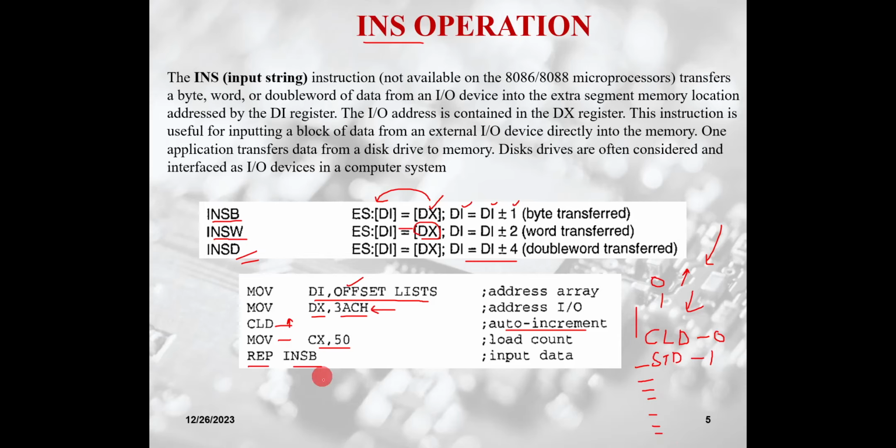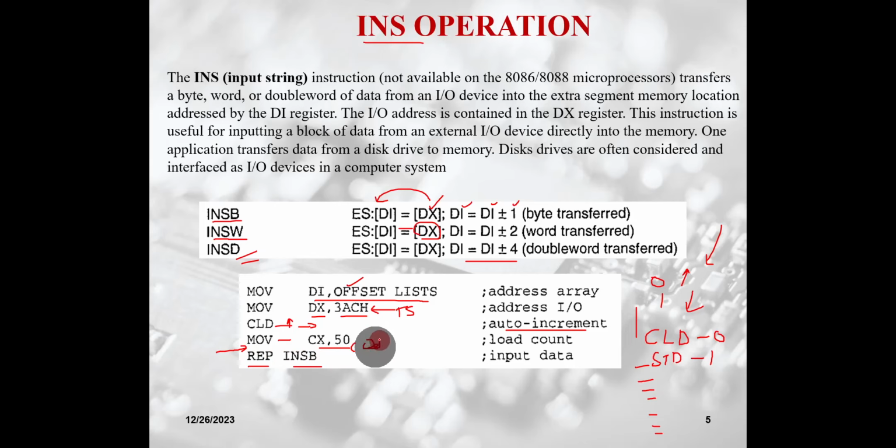So in 50 locations the data will be fetched from DX and put into those 50 locations. Now you might be thinking, what could be the use? Suppose I want to monitor the temperature of a room, so I have put a temperature probe, and I want to keep monitoring the temperature, probably every 10 minutes. So what I can do is first earmark a memory location. This is the memory location, this is the port address of the temperature sensor, and this is auto increment.